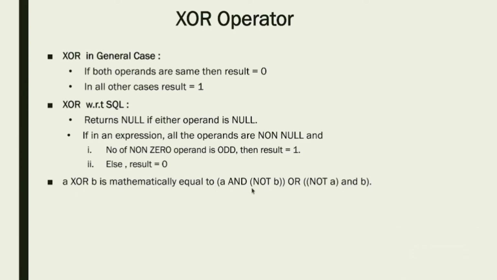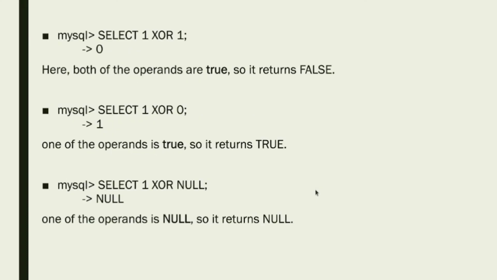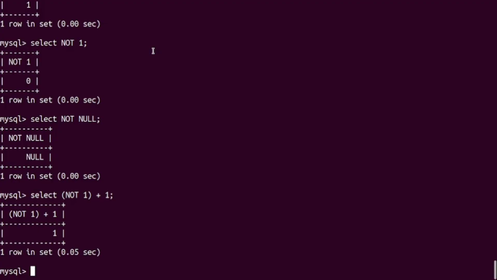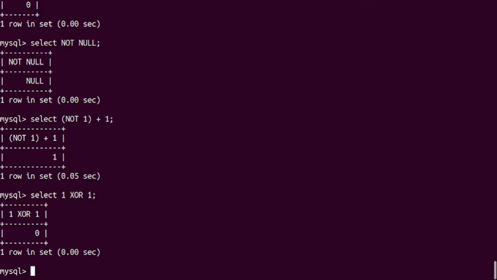Okay, so let's check it with the terminal. In MySQL, select 1 XOR 1, which is 0. Here both of the operands are true, so it returns false. And here one operand is true, so it returns true. Both operands should be true, so select 1 XOR 1. It will show you false, which is 0. True means 1 and false means 0. Note it down.